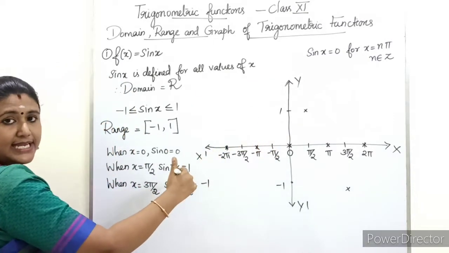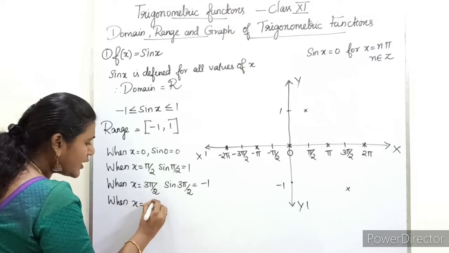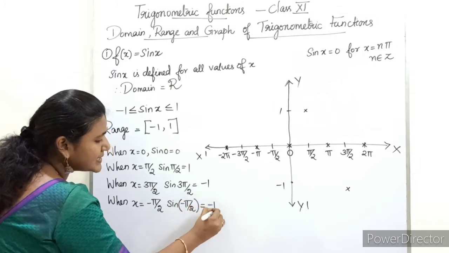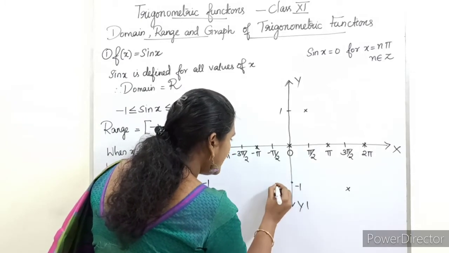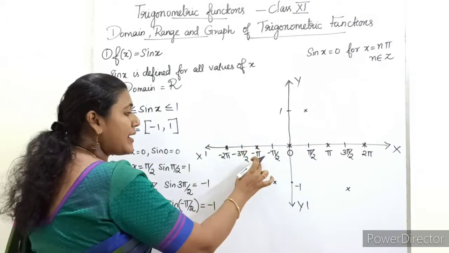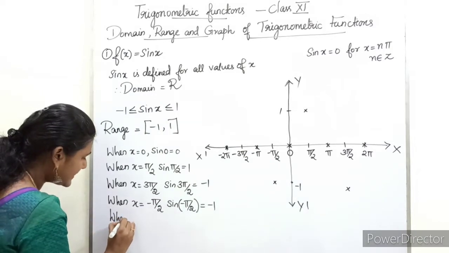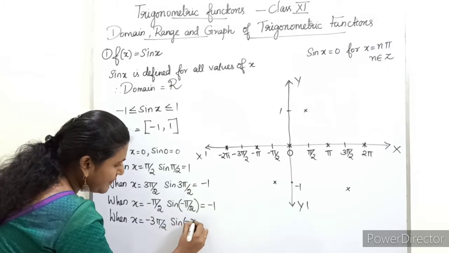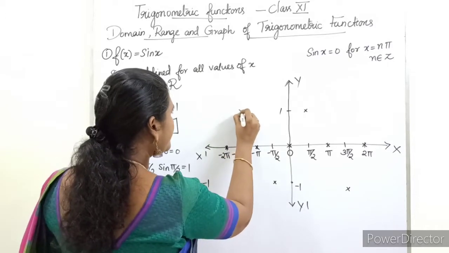Similarly, we will see the negative angles also. For negative angles, we will calculate the sine value. For x equal to minus pi by 2, sin of minus pi by 2 is minus 1. So for minus pi by 2, the sine value is minus 1. For minus pi, the sine value is 0. Again for minus 3 pi by 2, sin of minus 3 pi by 2 is equal to 1. Actually this value is 1.